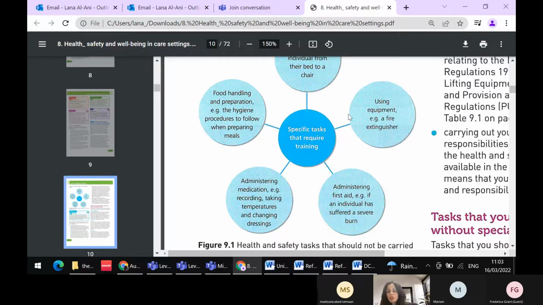without taking proper training. Also food handling, food safety, food hygiene, all this needs proper training. So when you prepare food, you need always to have the right training. So you need hygiene procedures to follow when preparing the food. Otherwise, the food will not be hygienic and the people will suffer. So is this clear?